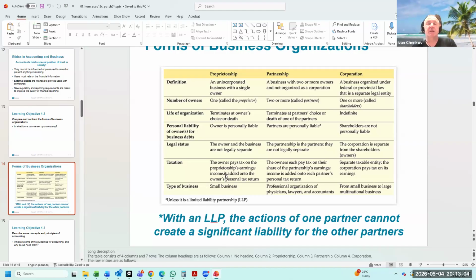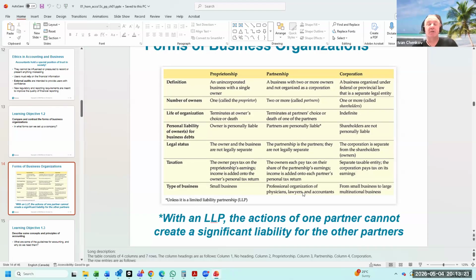Type of the business. The proprietorship will be a small business. Once the business starts growing a little bit, now you have to decide what to do. If you're still by yourself, maybe you're going to incorporate. Maybe. That depends on so many things.